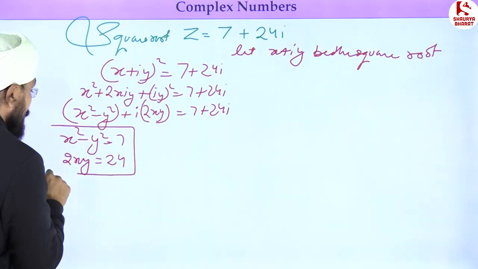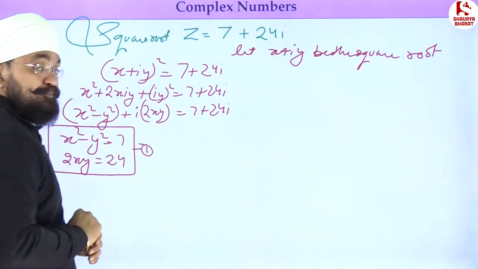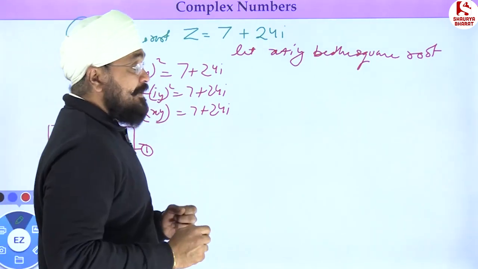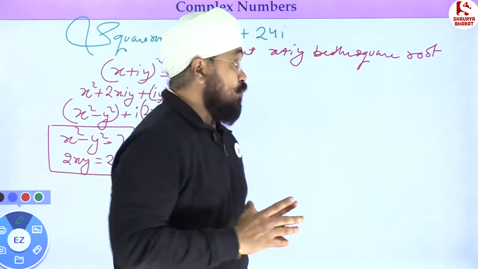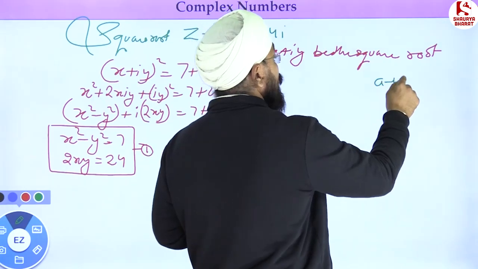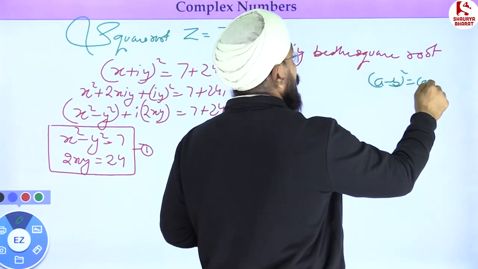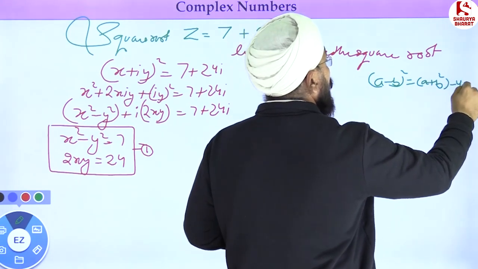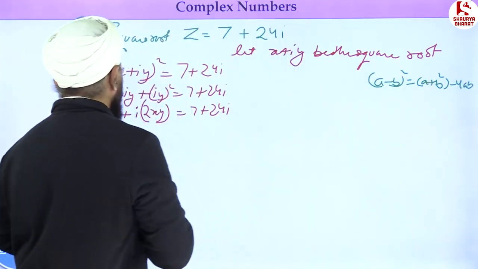So let's keep this one as equation number 1. Now we know that there is one identity. That identity says (a minus b) whole square is equal to (a plus b) whole square minus 4ab.